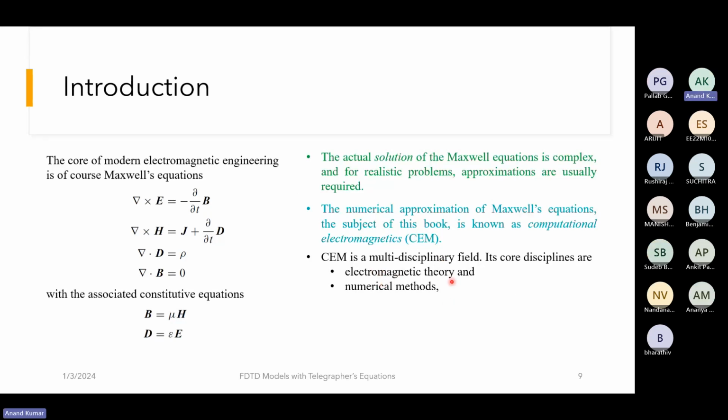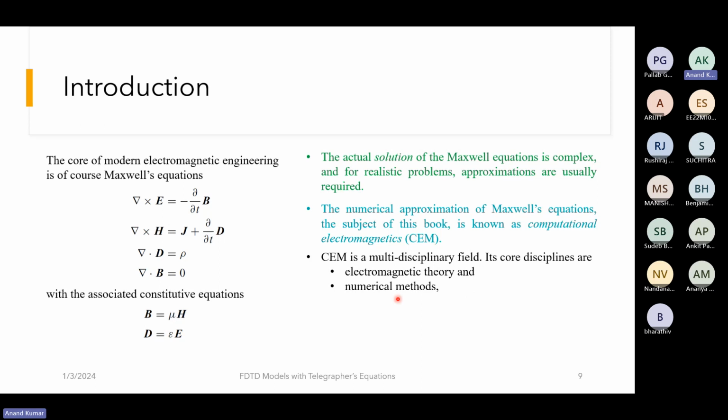We all have, I believe, the background of electromagnetic theory, and if not, I'll request you to definitely go through EM textbooks, watch a few lectures, and then come back to this course. Numerical methods is something which we'll cover in this particular course, only the related parts. We won't go into the deep mathematics. Whatever solutions we get, we'll assume that they are true, and we trust the mathematicians who did them.